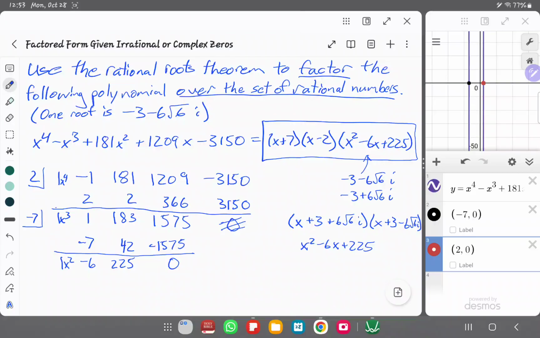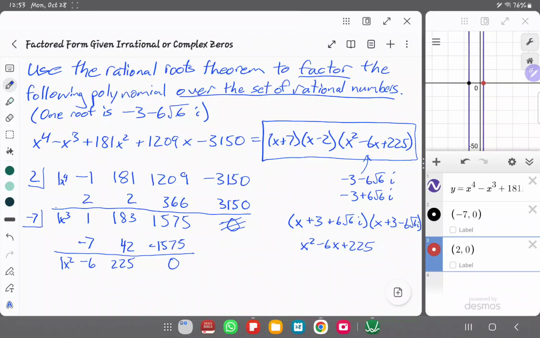That method definitely takes longer. It's a little more involved. But if you're kind of stuck, like if this wasn't a nice factorable thing that I could find the factors of on the graph, that's kind of how you'd have to do it. So like I said, hopefully you'll get some nice factors here.